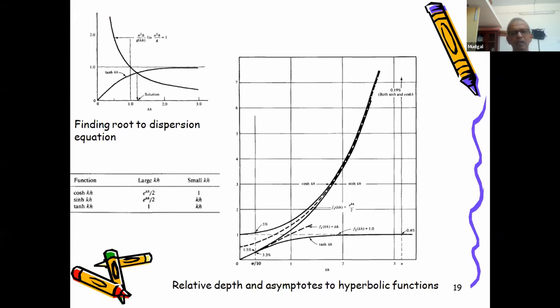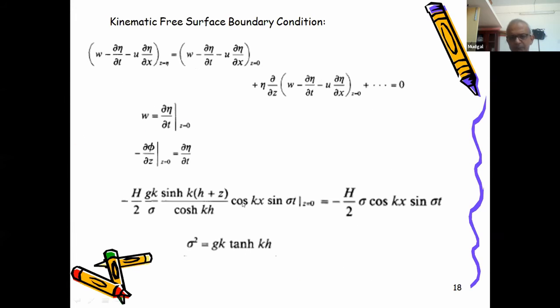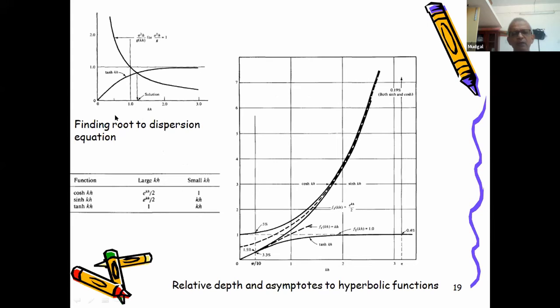Now, as I told you, this is an implicit equation, you could also solve it graphically in the sense that you plot sigma square h by g against kh, so that sigma square h by g equals kh tanh kh. So you'll get one curve, and then the tanh kh, another curve here.